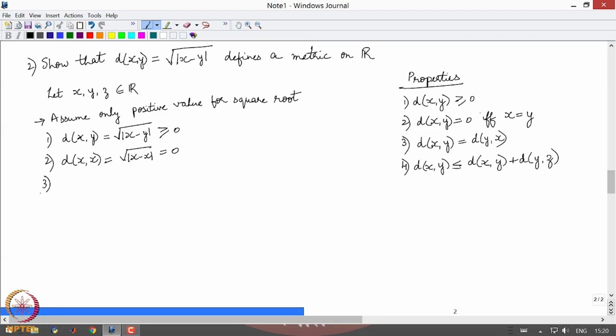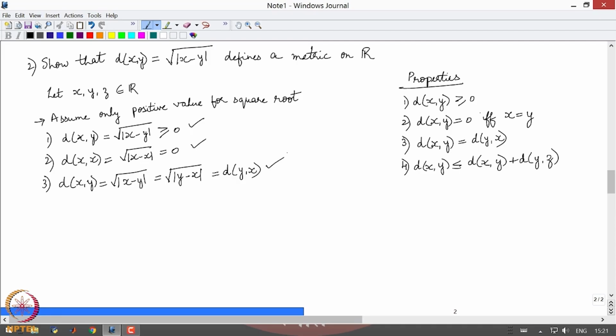Now, going to the third one, the distance between x comma y is the square root of the absolute value of the difference between x and y, which also equals the square root of the absolute value of the difference between y and x, because it is an absolute number, it does not matter whether it is y minus x or x minus y. So, I can write it as the distance between y and x. So, now we have 1, 2 and 3 satisfied.